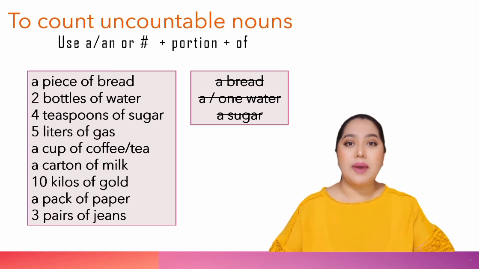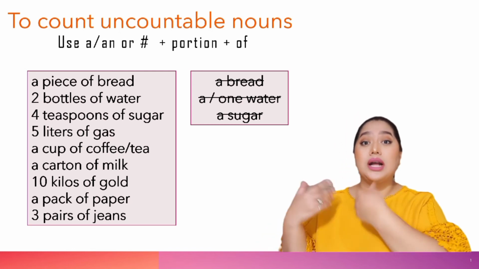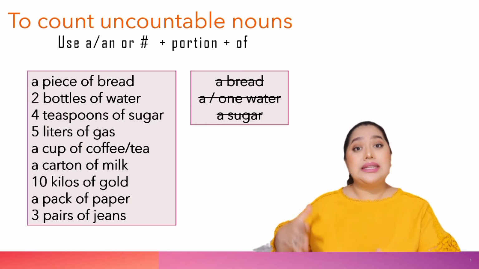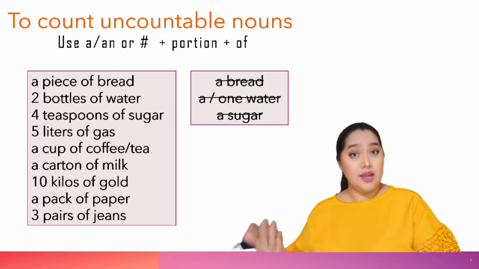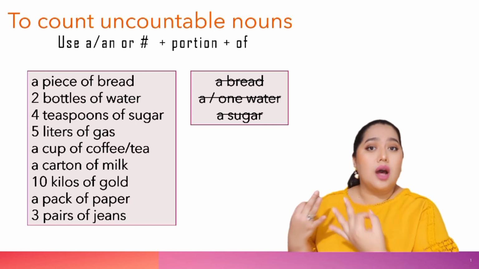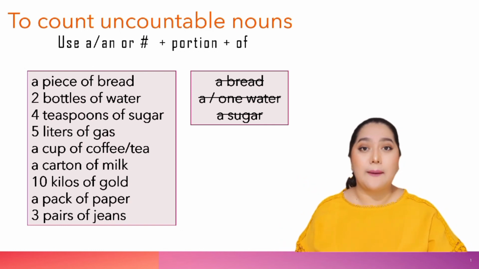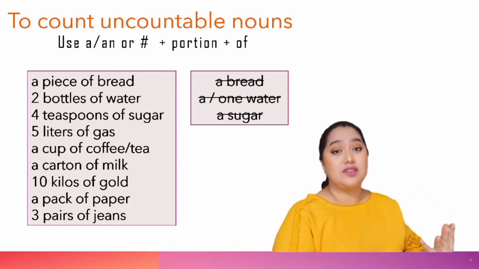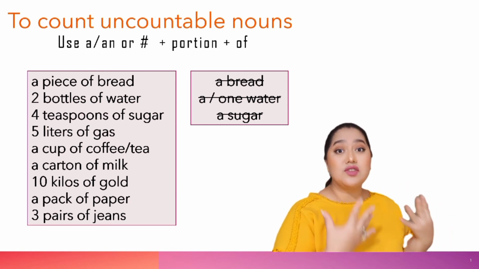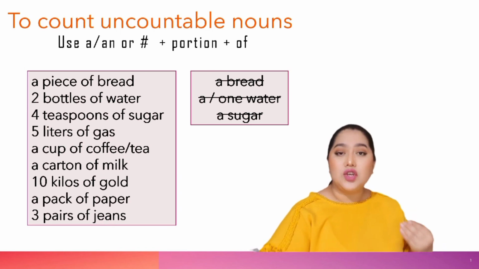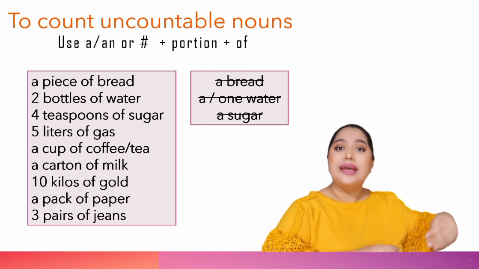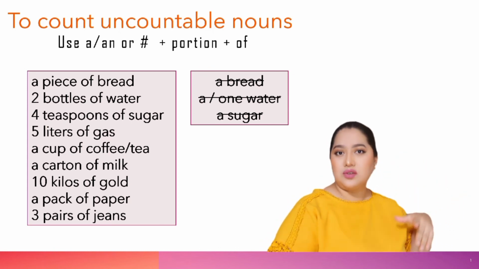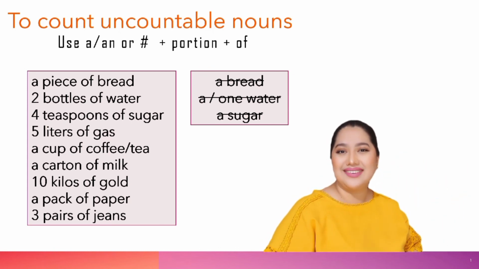So that's it. Remember, today you have learned about countable and uncountable nouns. Countable nouns could be singular or plural, could be regular or irregular, and we can use numbers or fingers to count them. But for uncountable nouns, we can't count them using numbers or our fingers. We need something else. For example, a teaspoon of sugar, a bottle of water, 2 cartons of milk. So this is how we count uncountable nouns.